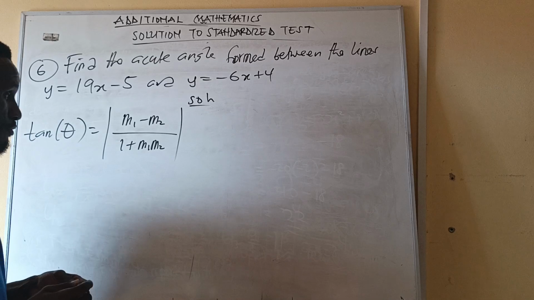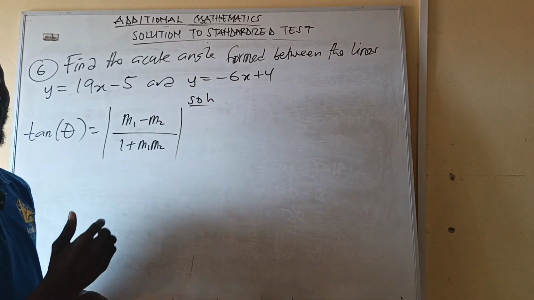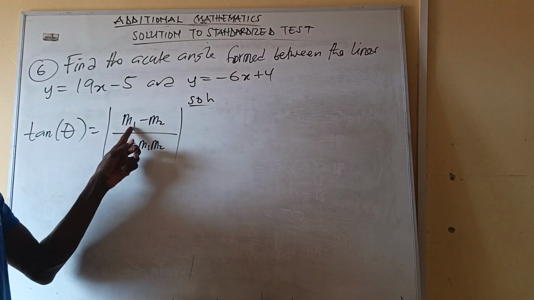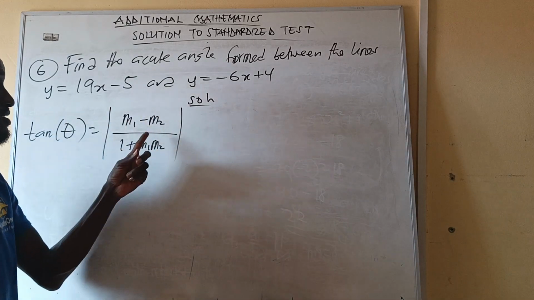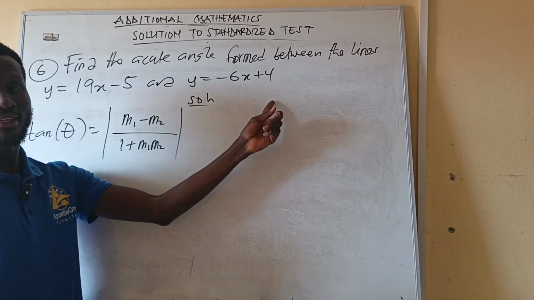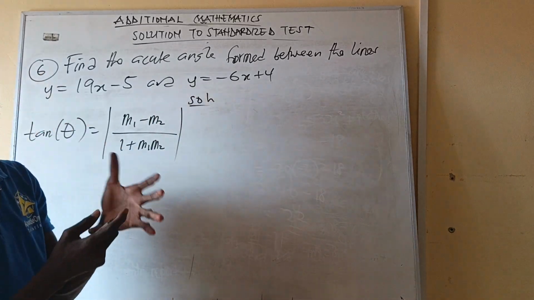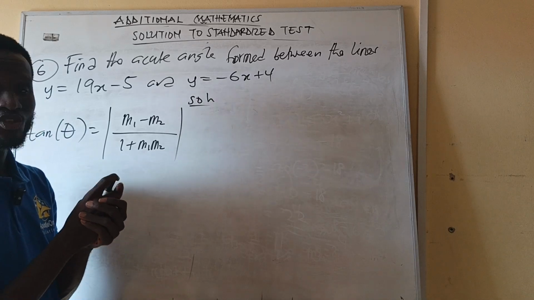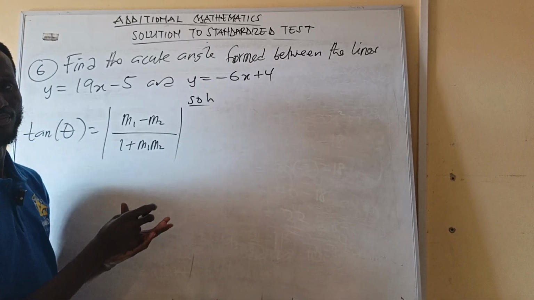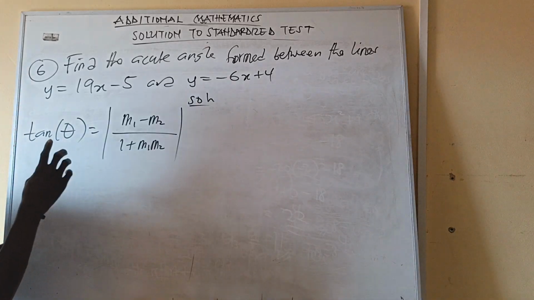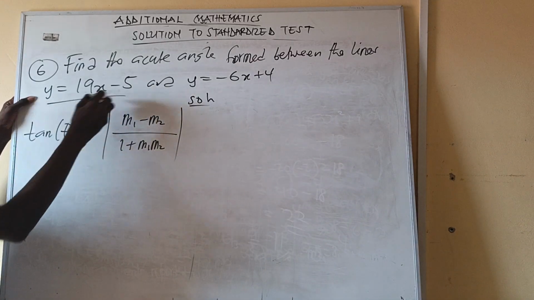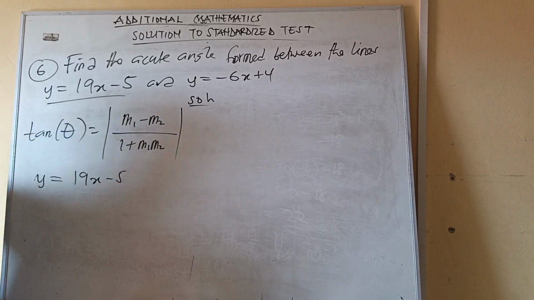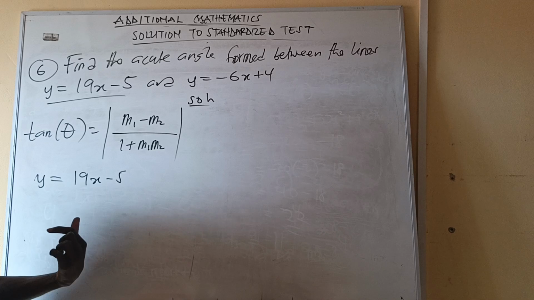Now, what is m1 and m2? m1 and m2 are the gradients of the individual lines. We have two lines, so I'm going to use m1 to represent the gradient of the first line, then m2 to represent the gradient of the second line. So we have to find the gradient of the first line, m1, then the gradient of the second line, m2, then substitute into this formula. Let me consider the first line, y is equal to 19x minus 5.